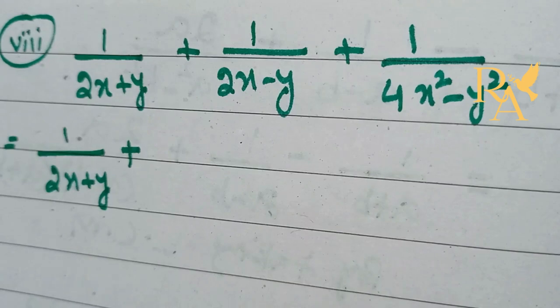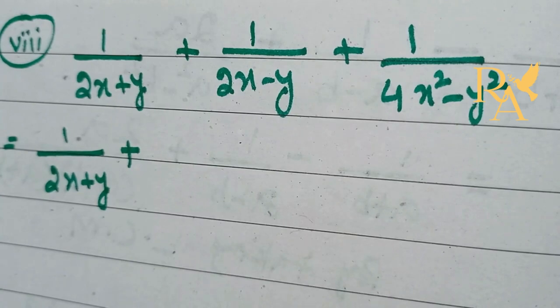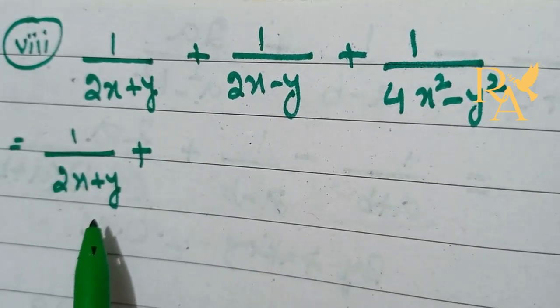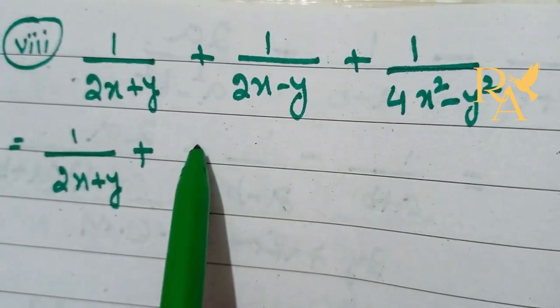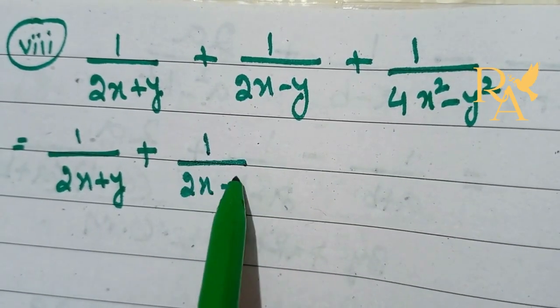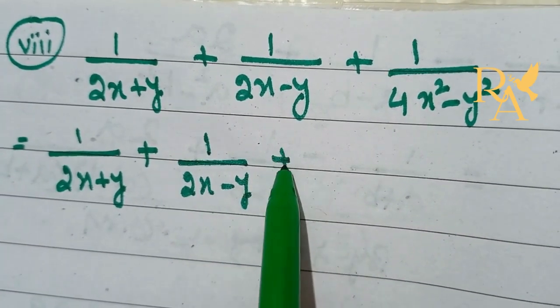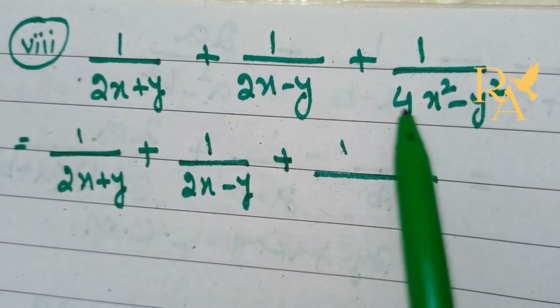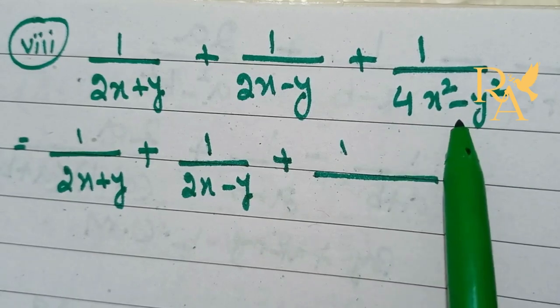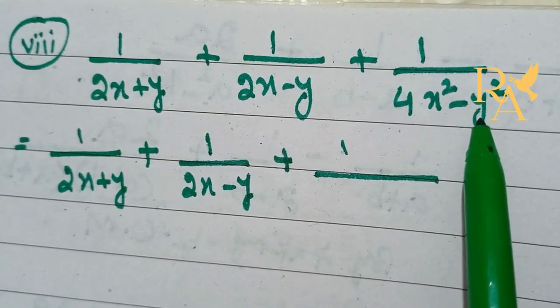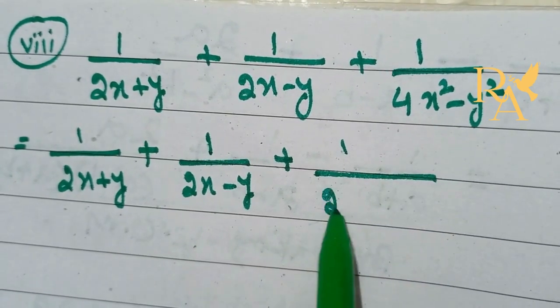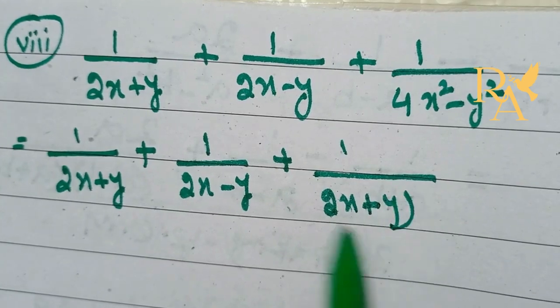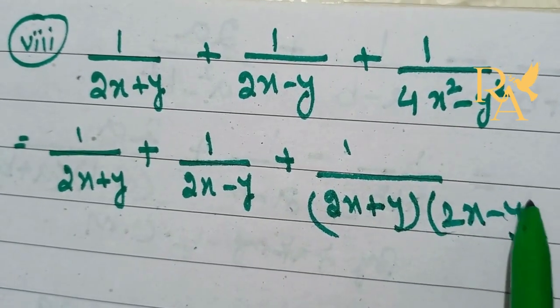Now we will solve 1 upon 2x plus y plus 1 upon 2x minus y plus 1 upon 4x square minus y square. Equal 1 upon 2x plus y, we will write here same to same, plus 1 upon 2x minus y is also same to same, plus 1 upon, now we will use here the formula a square minus b square is equal a minus b and a plus b. So 2x plus y, 2x minus y.